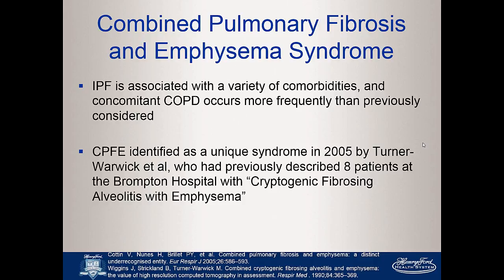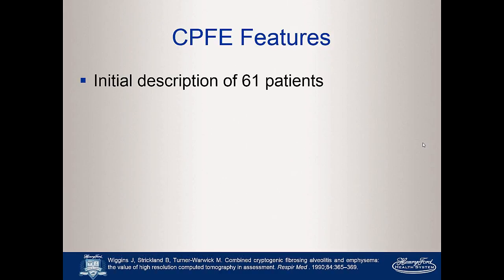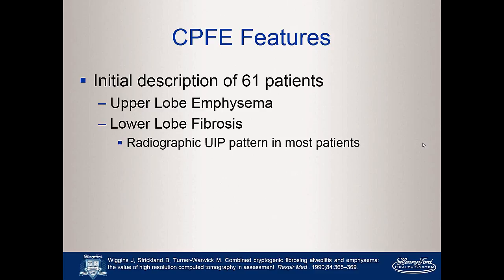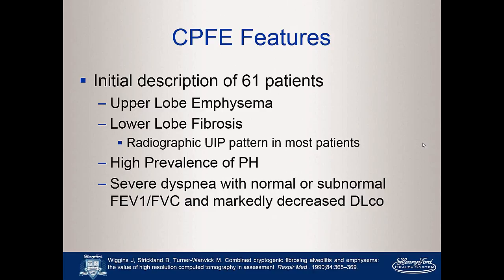It was described as a unique syndrome in 2005 in a hospital in Britain, and in initially 8 patients, all with this cryptogenic fibrosing alveolitis with emphysema. The same study group went on to look at 61 more patients and describe them further. They all had upper lobe emphysema. They had lower lobe fibrosis, most of them with a radiographic UIP pattern. They had a high prevalence of PH, and they had severe dyspnea with normal or subnormal FEV1 to FVC ratios, but they had a markedly decreased DLCO.